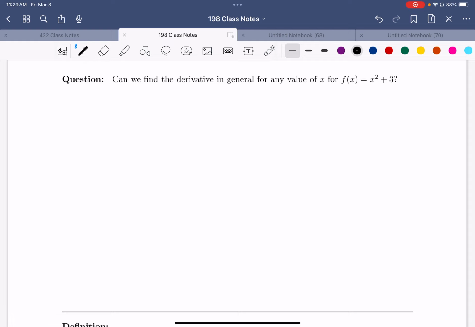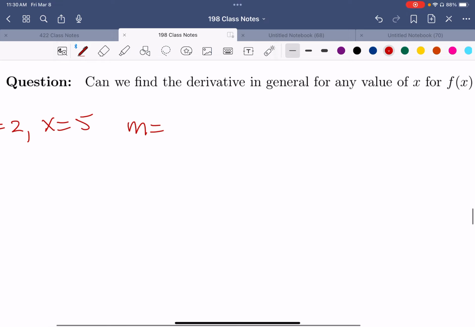So what we did before was we took the x squared plus 3 function, and we started using multiple values to find the secant lines. We looked at the slope of the secant lines. We started with x equals 2 because we were looking for the limit at 2, and x equals 5. The slope is m equals f of 5 minus f of 2, right? We find the slope by subtracting the y values over 5 minus 2.